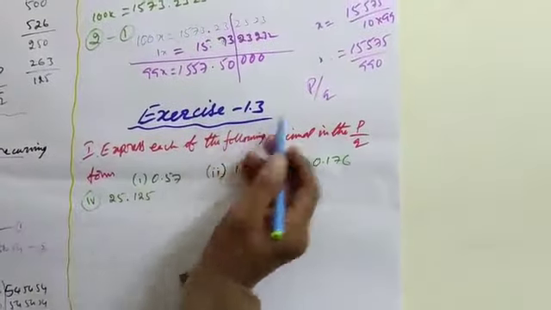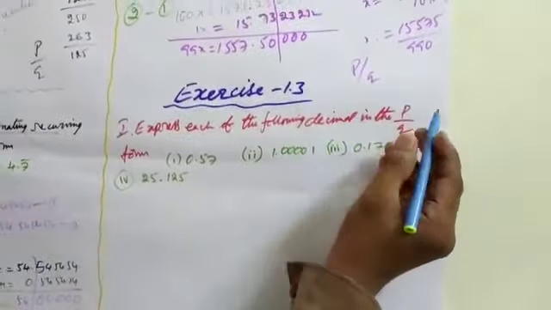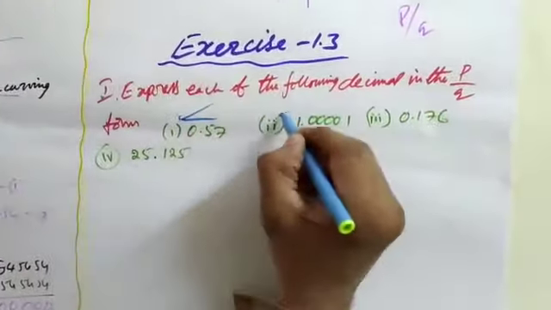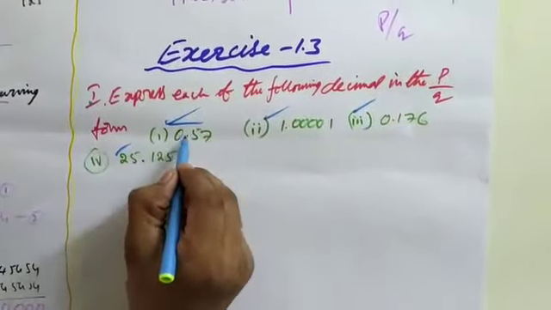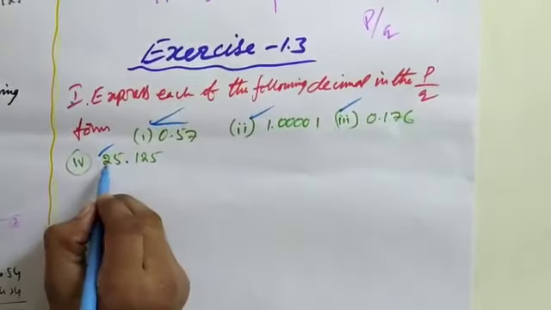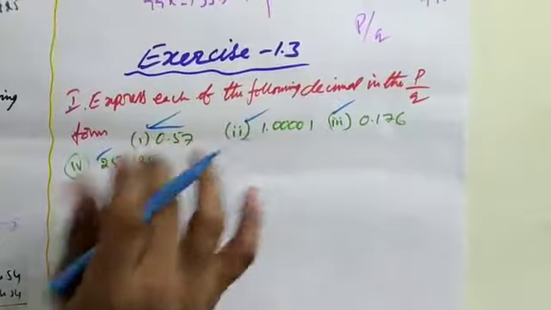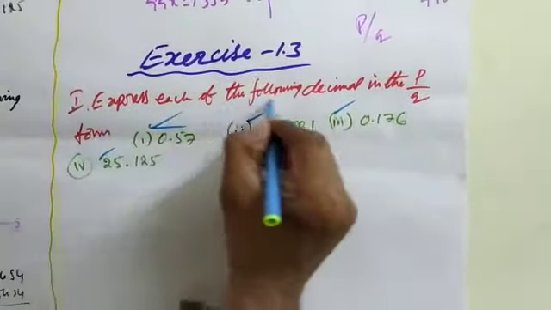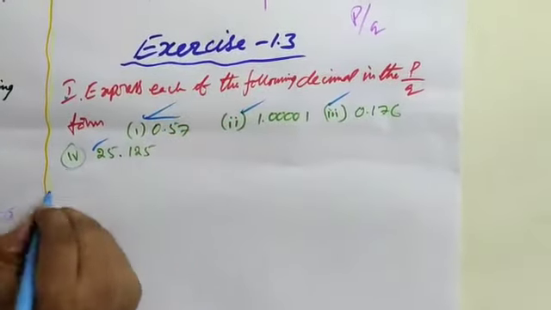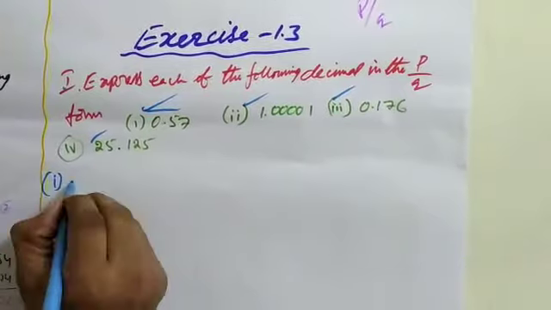Go to exercise 1.3. First, Roman 1: express each of the following decimals in the form p by q. Here are four numbers: 0.57, 0.4401, 0.176, and 22.125. All four are decimal numbers. Each decimal form has to be converted into rational form.